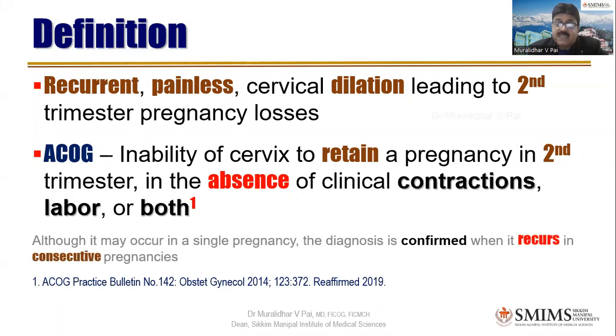Although it may occur in a single pregnancy, the diagnosis is confirmed when it recurs. Again, I have highlighted the word recurs in consecutive pregnancies. Then only it is cervical insufficiency. In one pregnancy, if you have had a second trimester abortion, it may or may not be due to cervical insufficiency. In case she has a full-term pregnancy in the subsequent pregnancy, that may not be a case of cervical insufficiency. To call it cervical insufficiency, it has to recur in a consecutive pregnancy leading to second trimester loss.